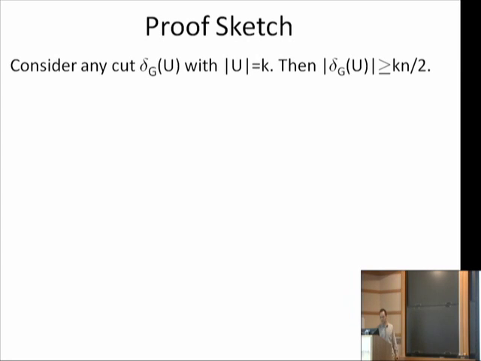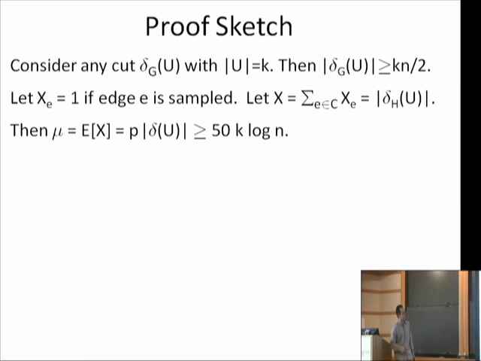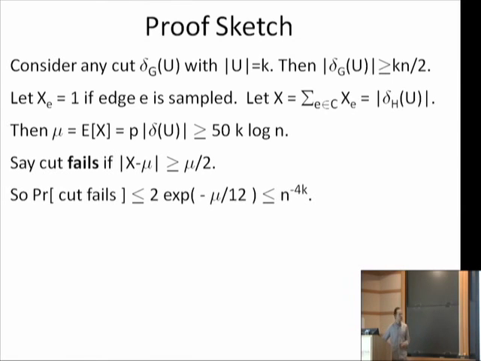The standard proof of this would be essentially just to do a union bound over all cuts. If we consider any cut induced by k vertices, then the size of the cut will be at least k times n over 2, assuming k is less than n over 2. Then we define an indicator variable for each edge, saying whether it's sampled, and we sum these indicator variables over a cut, and that sum is the size of the cut in the sparsified graph. The expected value of X is just p times the size of the cut in the original graph, which in this case is at least 50 k log n. And we'll say that a cut fails if its deviation from its expected value is, say, at least half the expected value.